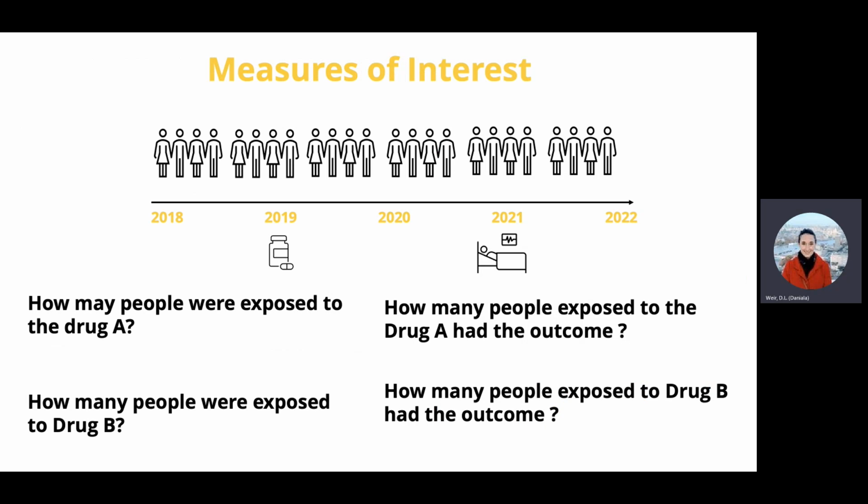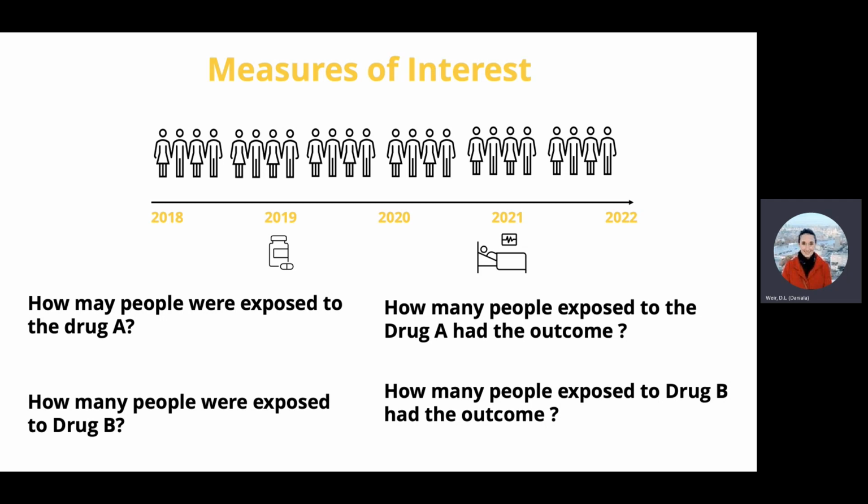So other measures of interest that we want to calculate when we're conducting a trial, or analyzing the results of the trial, is how many people were exposed to drug A. I'm using drug A and drug B as an example just to make these measures a little bit more clear. By drug A, I mean the intervention group, and drug B, I'm referring to as the comparator.